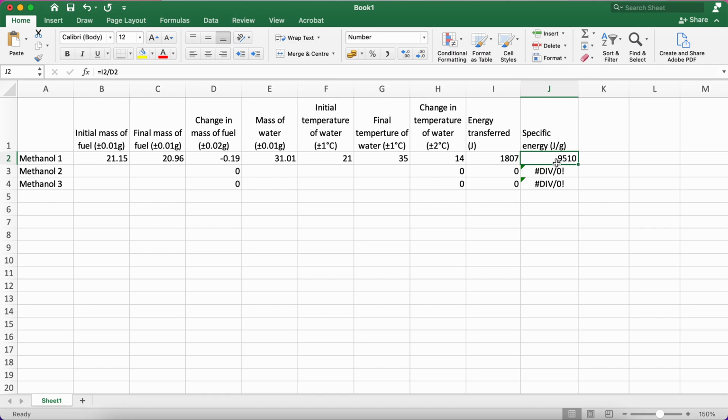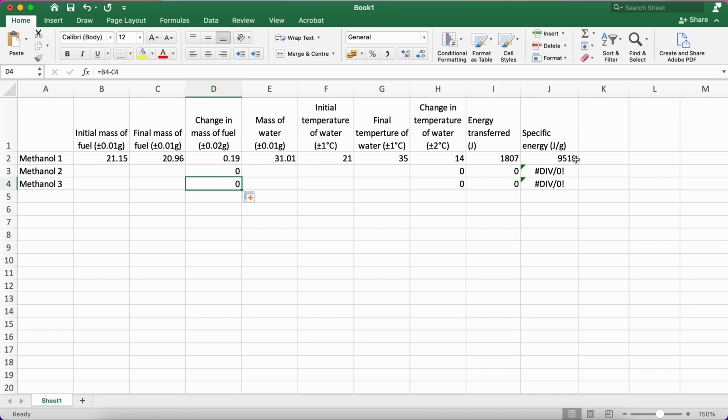Now it is giving it to me as minus, and that's because the change in mass of the fuel was minus. I guess what I could do is change this formula around, because I actually want the change in mass of fuel. It's the mass of fuel burned. So what I'm actually going to do is change, instead of B2 minus C2, C2 minus B2, I'm going to change that B2 minus C2. Okay, now it gives me a positive value there. All I've got to do is drag that down and it'll correct the others as well.